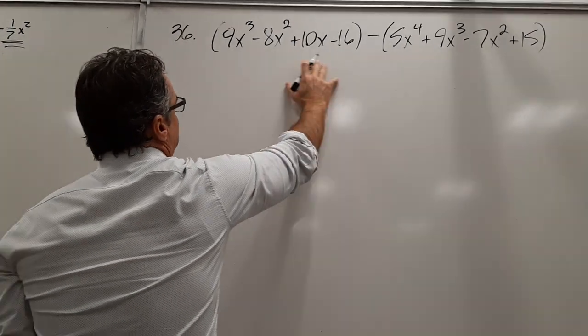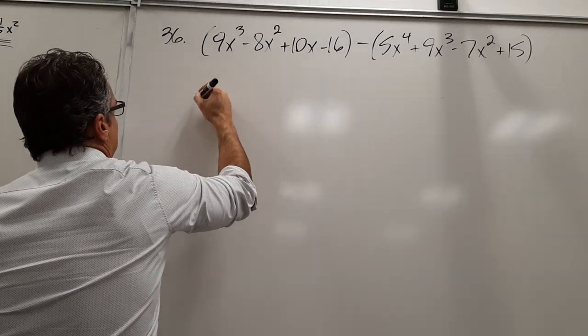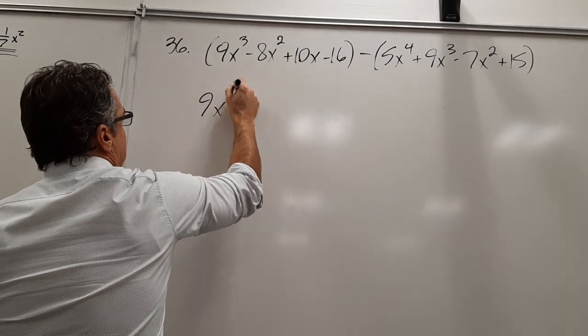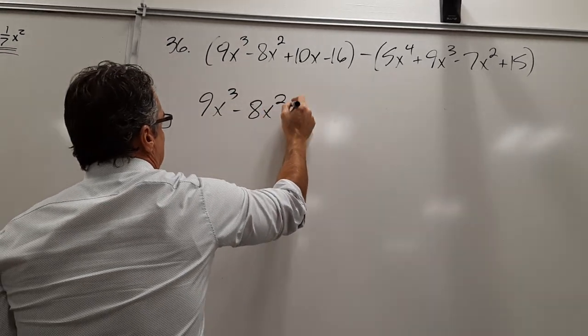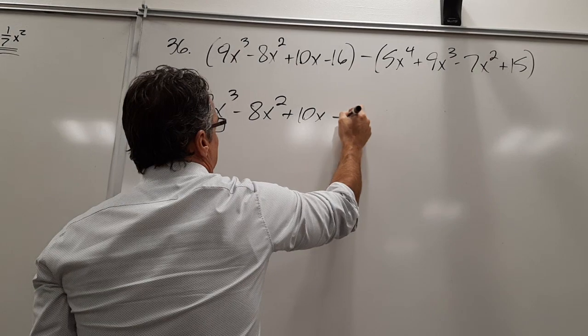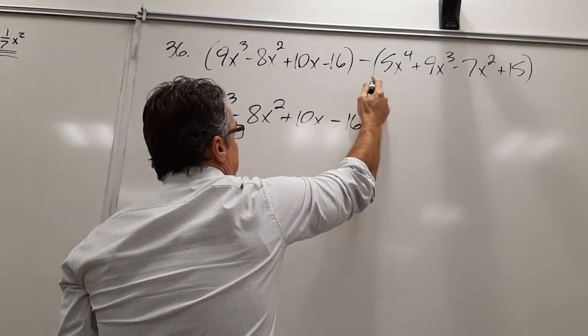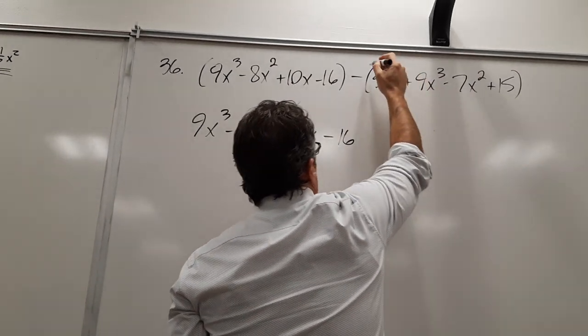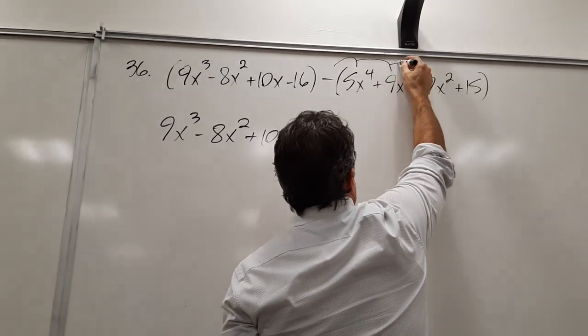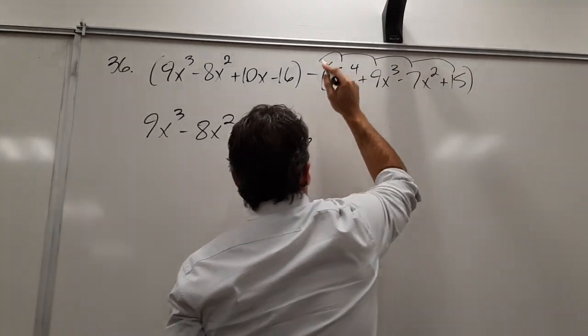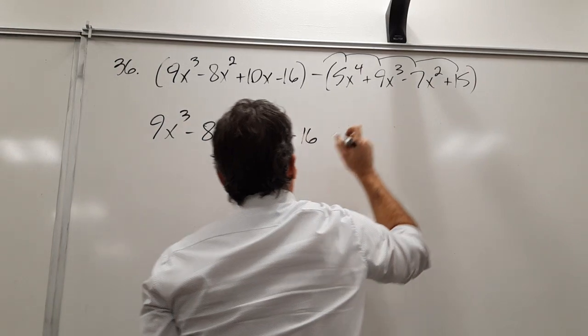Okay, do we need the first parentheses? No, the distributor is just 1. So I have 9x to the third minus 8x squared plus 10x minus 16. Do I need this one? Well, yes I do. That's got to go to here, it's got to go to here, it's got to go to here, it's got to go to here because I'm subtracting a polynomial minus a polynomial.